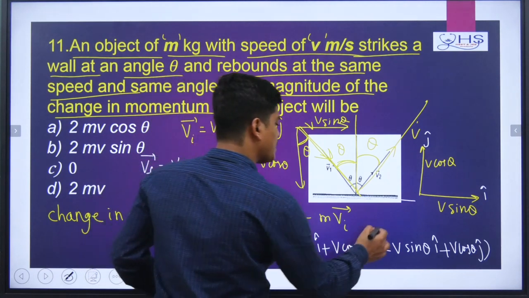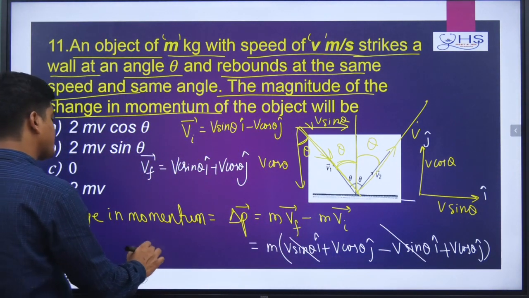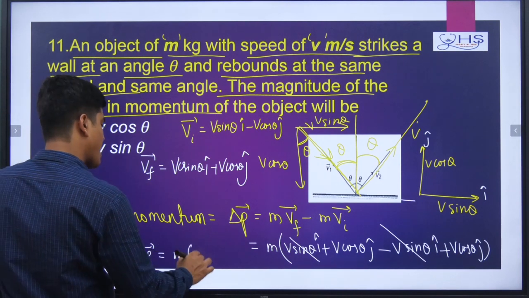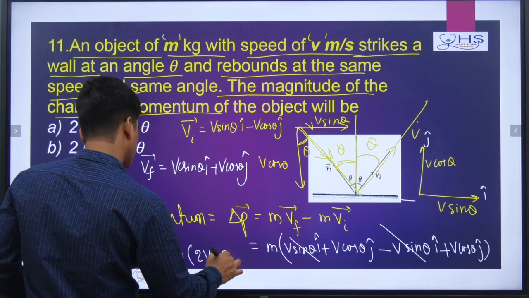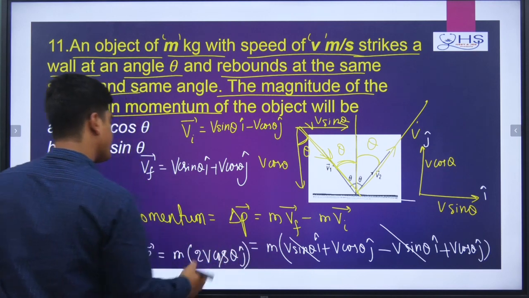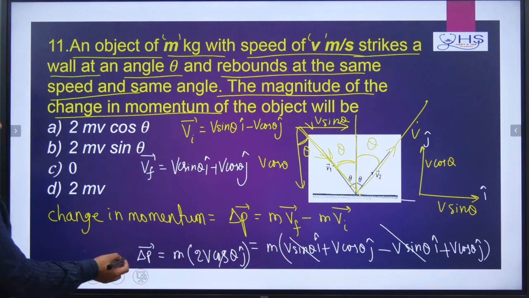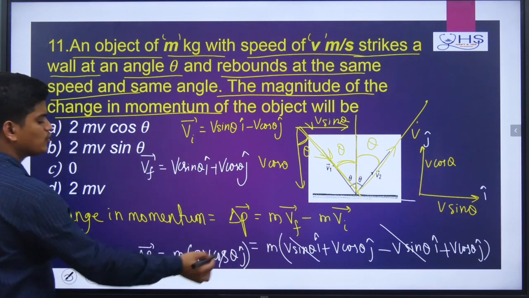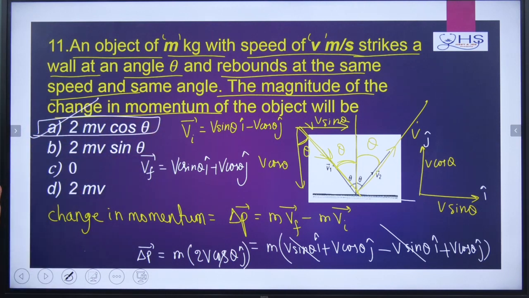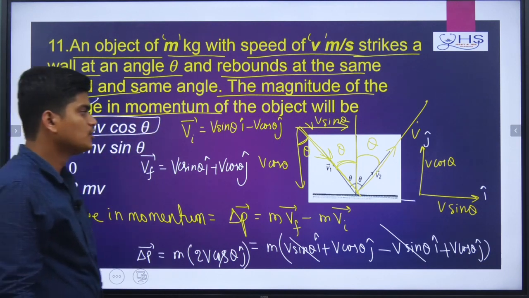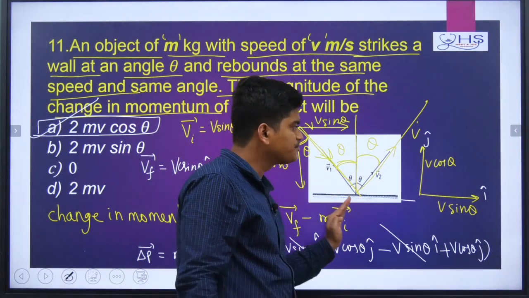Now you see v sin theta i minus v sin theta i gets cancelled, so what is pending is the change in momentum, which is m into 2v cos theta j cap. If you find the magnitude, only cos theta will remain. So the answer will be 2mv cos theta.